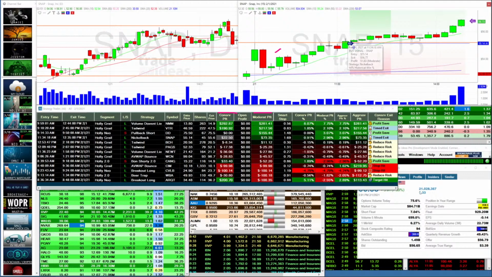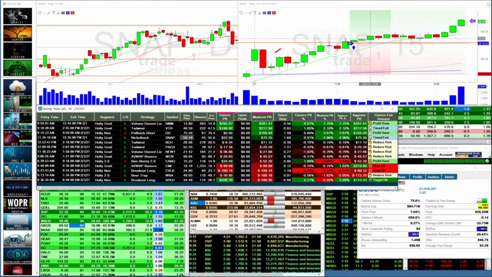Volume not quite as big in Snap, only finishing the day at 1.33. But we can see here, Holly rides it up to here, just pulls the plug. More than likely a little, oh no, that was actually a timed exit. Okay, so just doing what she was programmed to do. This kind of looks like what would typically be the case in a profit save, but the timed exit came.